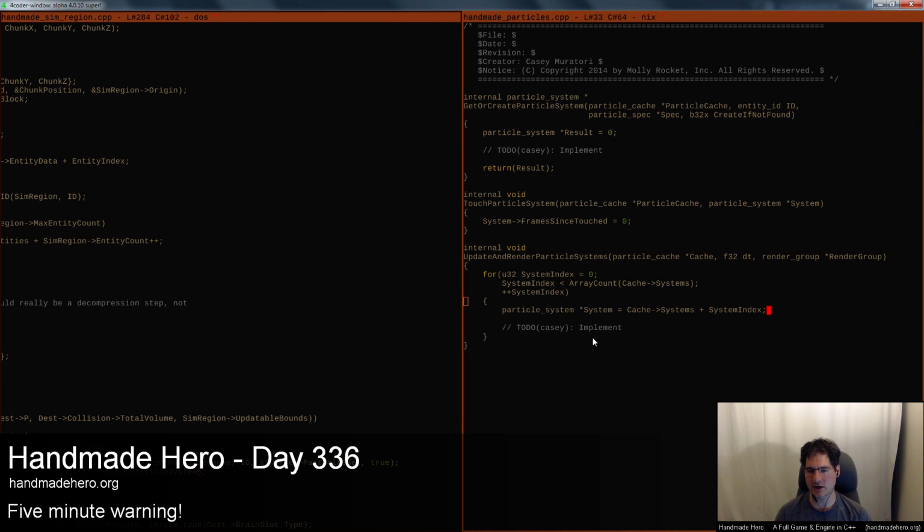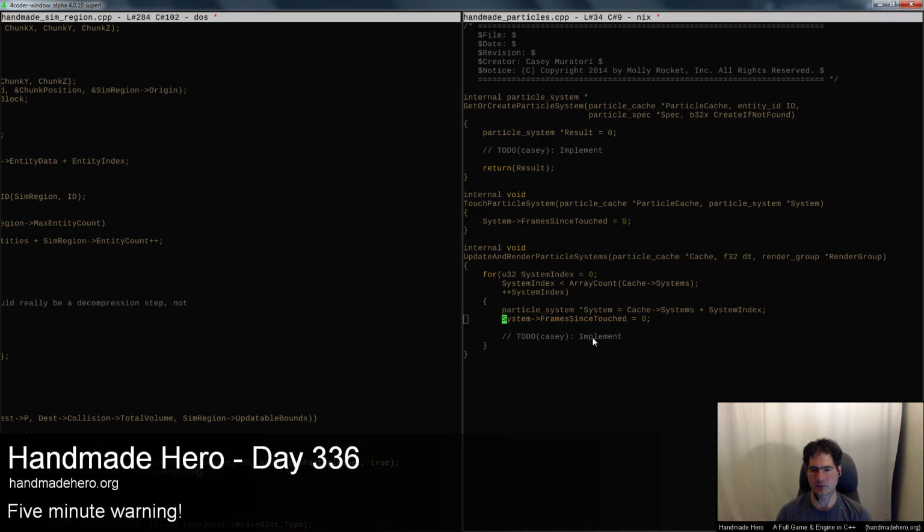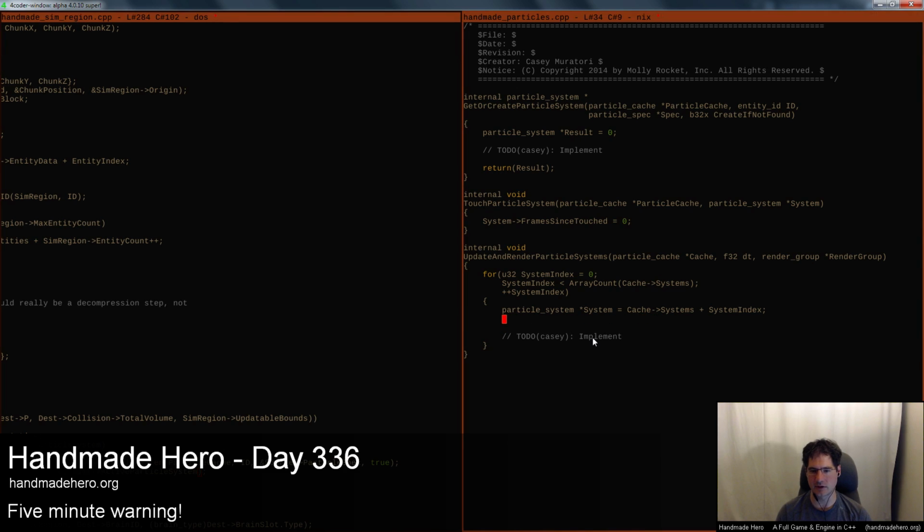But then, in here, when we've got the loop through of the systems, we'll do something like this, so that every time through, we increment that touch amount. And so then when we do get or create particle system, when we loop through to see if we've got a match, we can also see who the oldest particle system is, and then we can replace that particle system, right?